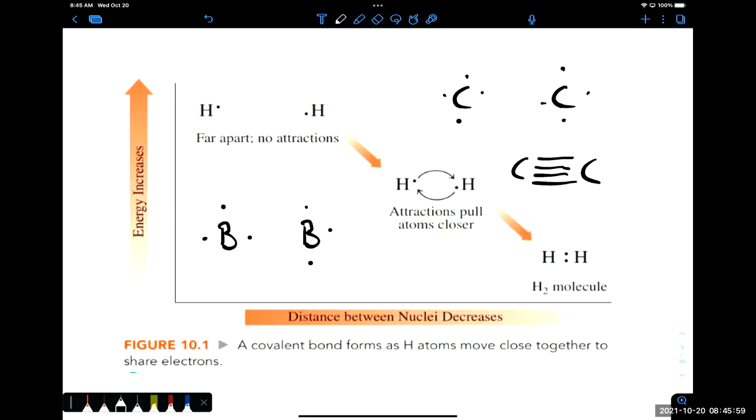You guys talked about covalent and ionic bonds? Yeah, okay. So this is why covalent bonds form. They're sharing the electrons versus ionic bonds where they're exchanging electrons.